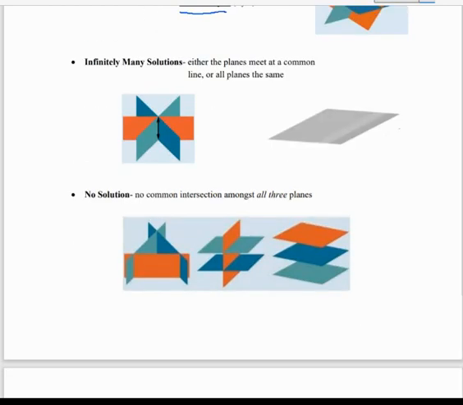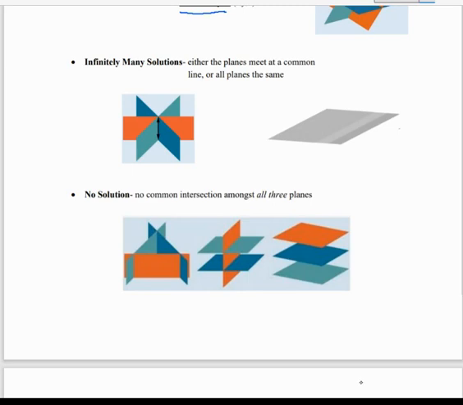The last scenario is no solution, and that's with three different cases. Remember, a solution is where all three planes intersect. Therefore, if only two intersect at any point, it would not be considered a solution to the entire system. So even though in the first picture we see some intersection crossings, there's never a point where orange, green, and blue planes all intersect. So therefore, there's no solution. Same with the second. There's never a point where all three colors touch at one point at any time.